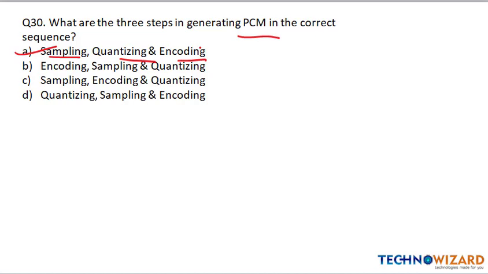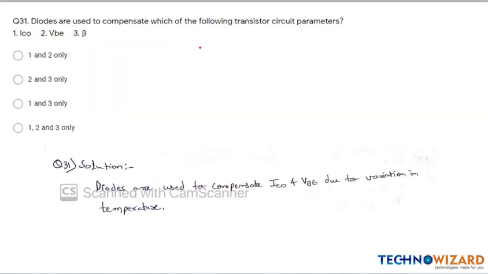Now we will go to question number 31. Diodes are used to compensate which of the following circuit parameters? Diodes are used to compensate only the ICO, that is the leakage current, and the VBE, the base emitter voltage, because they vary with temperature.